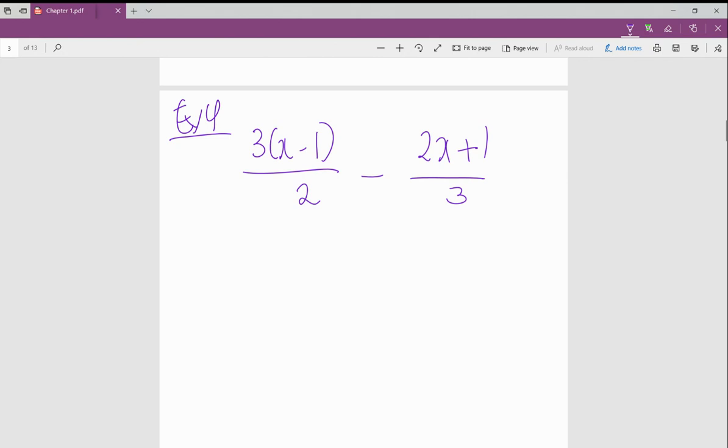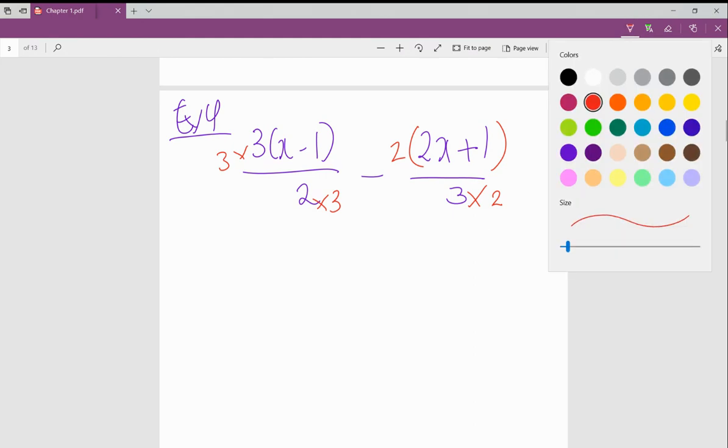Okay, this is what I'm going to do. I'm going to solve this again. The first thing I'm going to do is find a common denominator. 2 and 3, the common denominator is 6. So I'm going to multiply by 3 and I'm going to multiply by 2. But this time, remember to put a bracket, put a 2. You need to put the bracket, if not, you'll get it wrong.